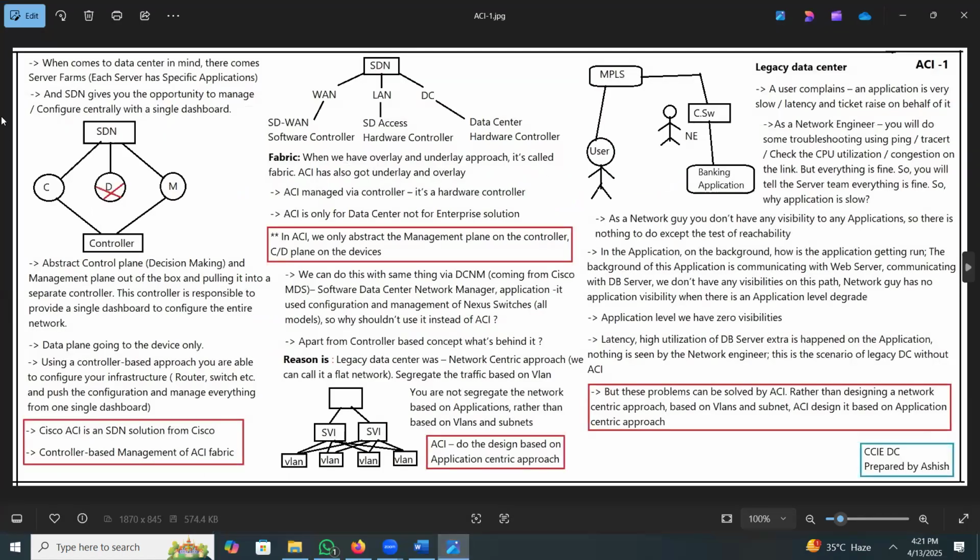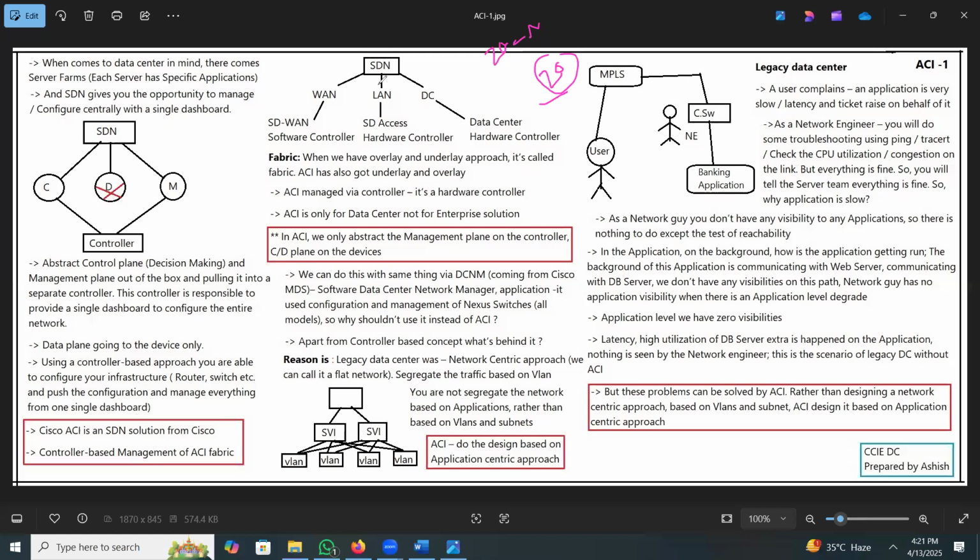So on ACI, we have huge labs. Suppose 20 classes on ACI, almost 20 classes on Cisco Nexus. Okay. So there will be more and more classes for Nexus and ACI. So on ACI, there are too many labs. I will configure everything. So actually, what is Cisco ACI?